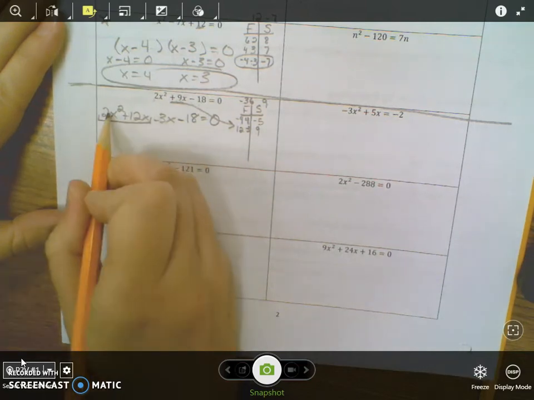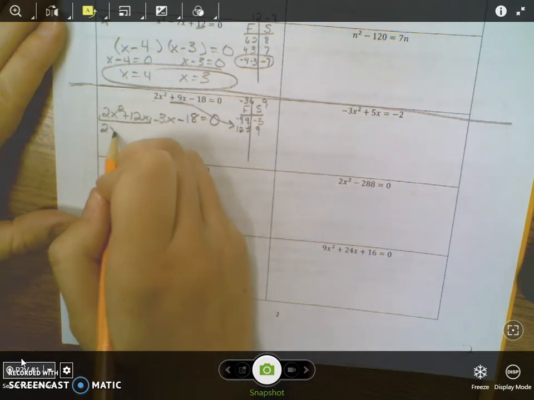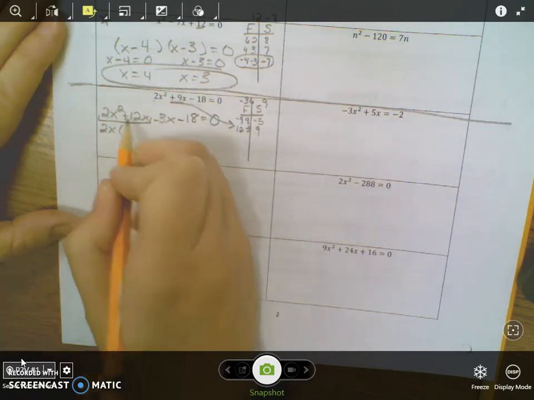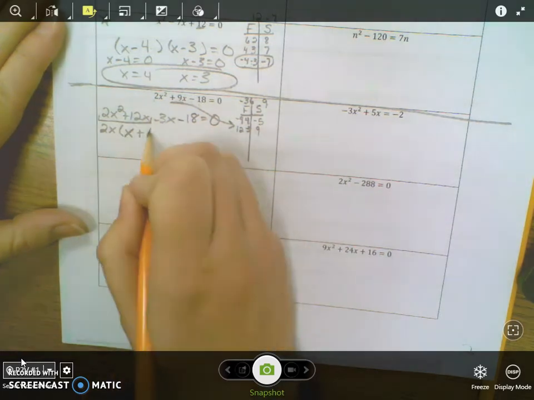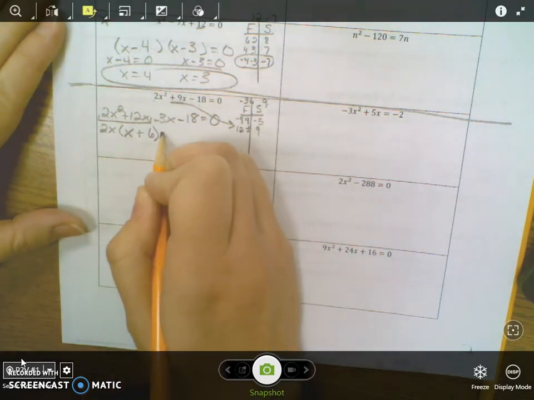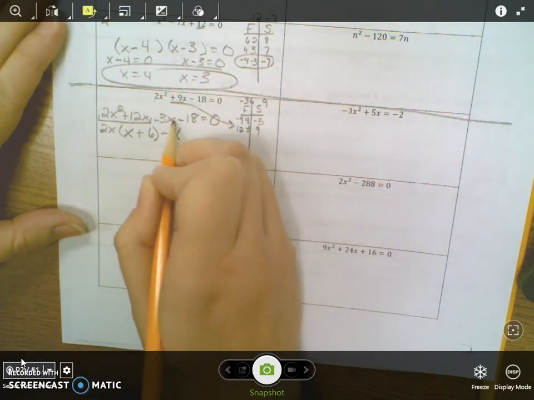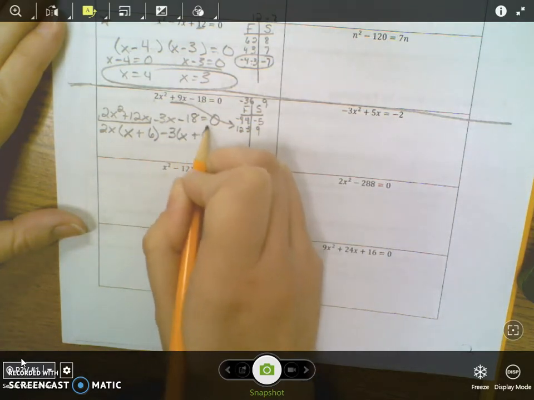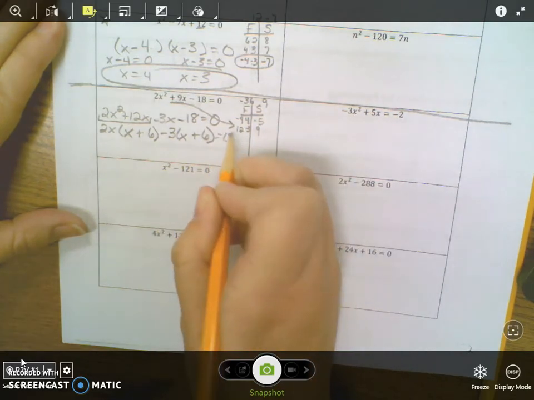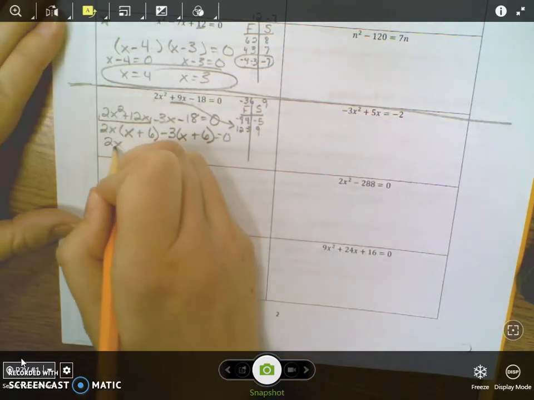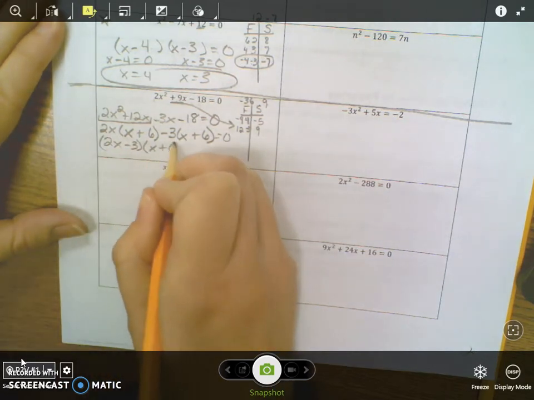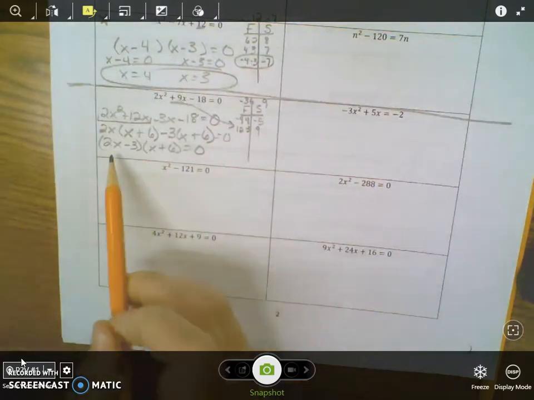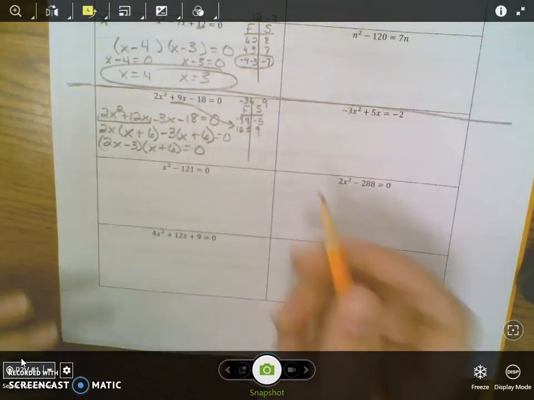So I'm going to group these two together and factor out a GCF. So my GCF here is 2x. And when I take 2x squared divided by 2x, I get x, plus 12x divided by 2x is 6. And then here I'm going to factor out a -3, and I get x plus 6. And all of that equals 0. So now I have 2x minus 3 times x plus 6 equals 0. And then I have to set both of those equal to 0.